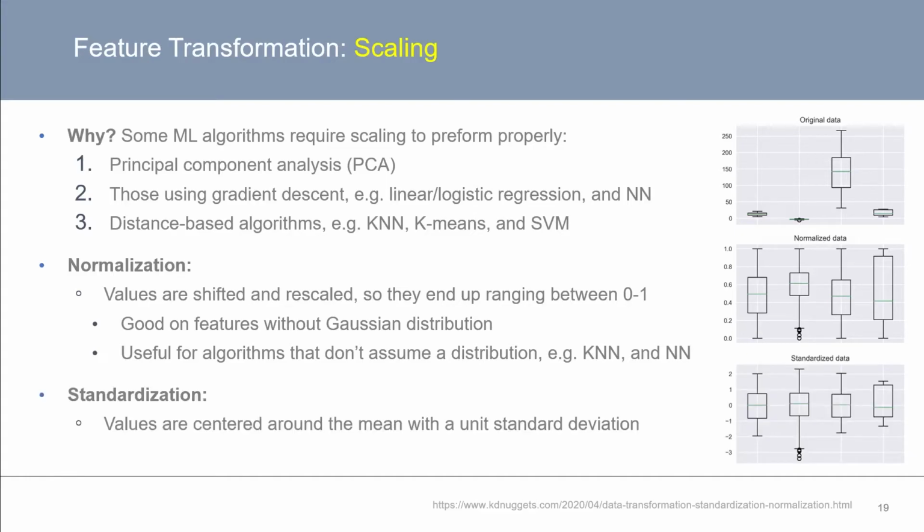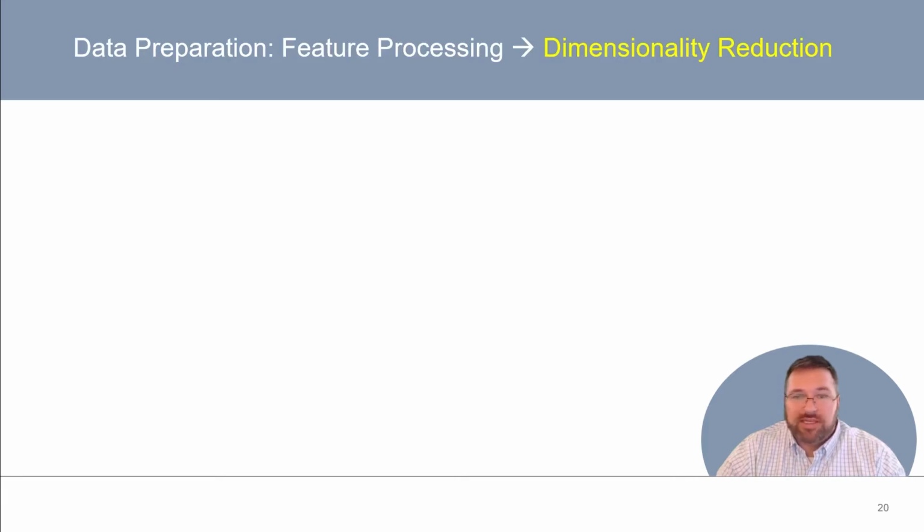networks. Another scaling approach is standardization, where feature values are centered around the mean with a unit standard deviation. On the right, we can see the same set of features following standardization. Notice here that our means are centered around 0. Standardization is particularly useful on features with values that follow a Gaussian distribution, but this is not necessary for standardization to be applied. Moving on to our next feature processing element, we have dimensionality reduction.